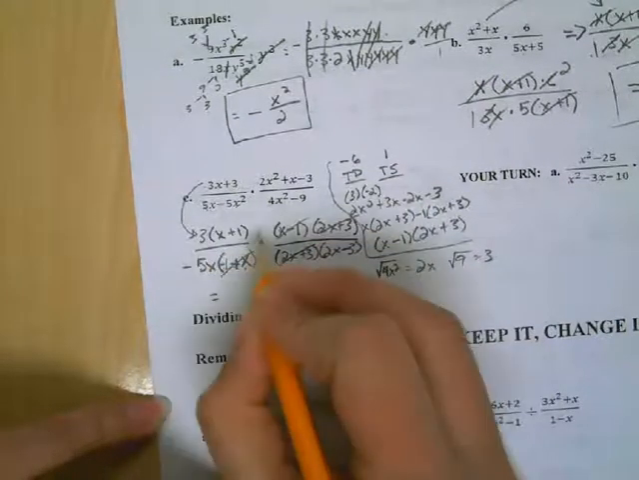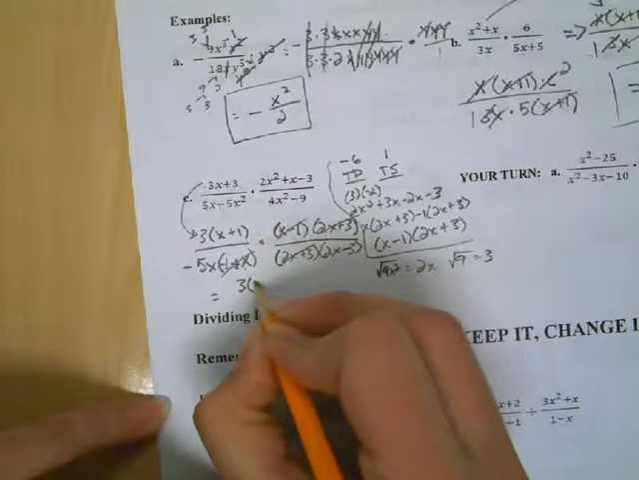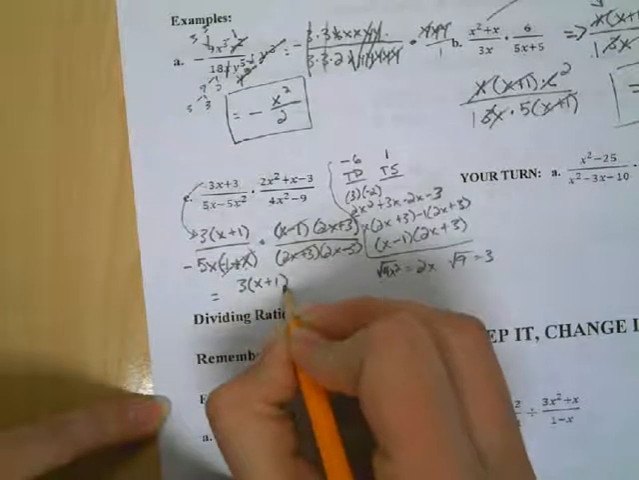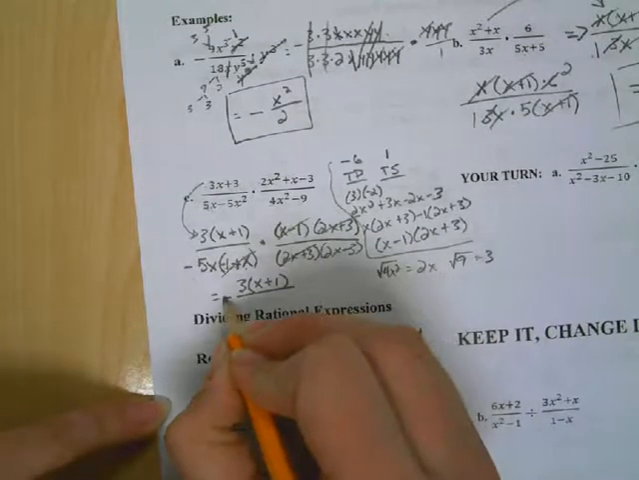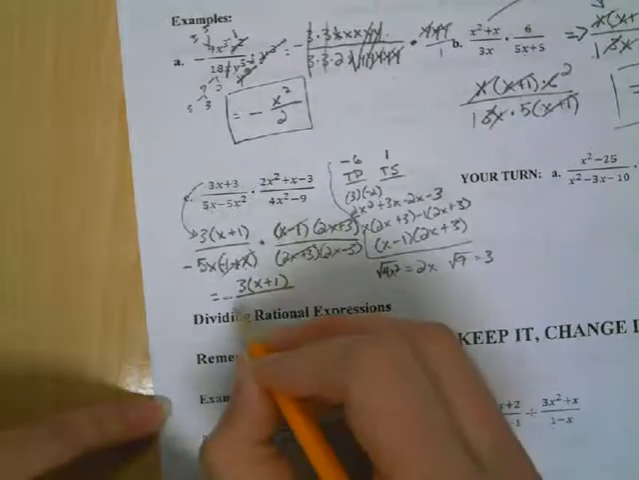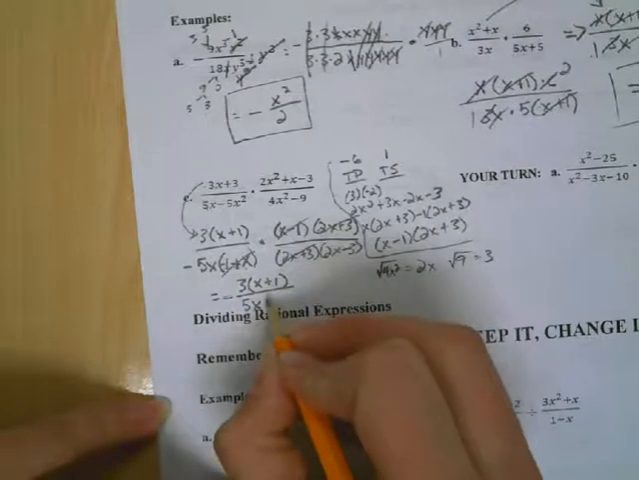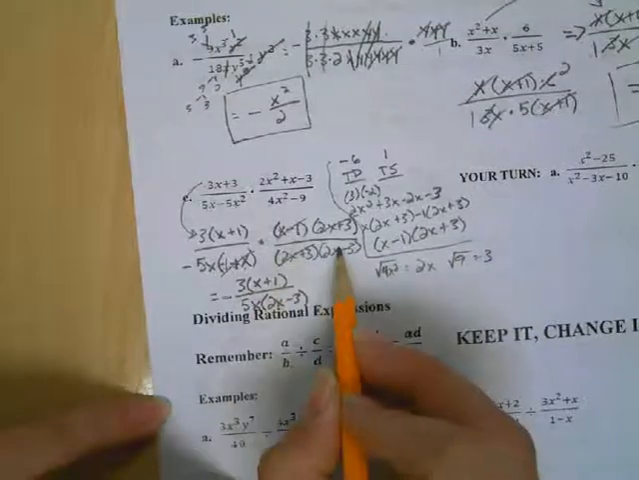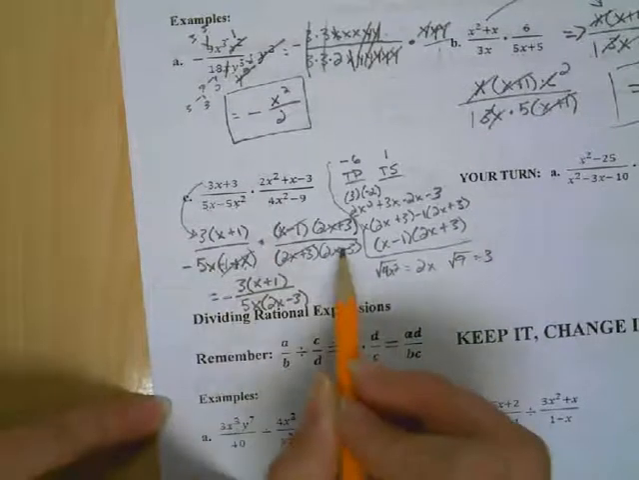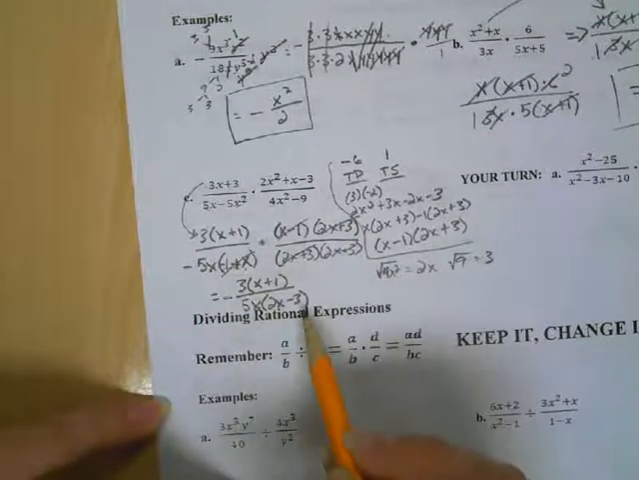On top, I've got 3x plus 1 over, and I'm going to pull this negative all the way out front just because it's more proper, 5x times 2x minus 3. Okay, notice that it becomes multiplication. Once what we were doing was multiplying. So I get 5x times 2x minus 3 on the bottom.